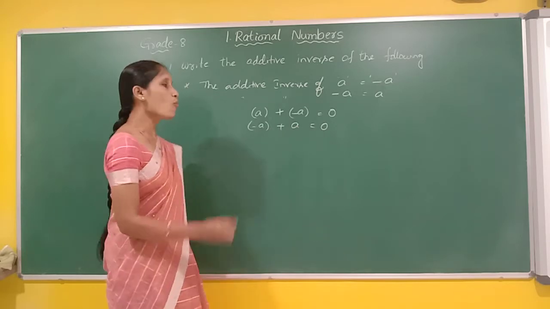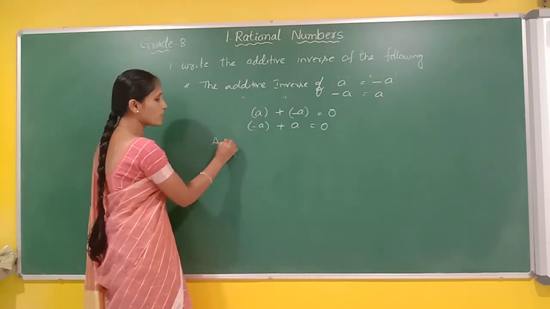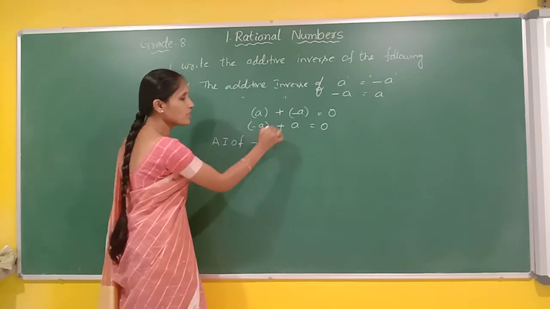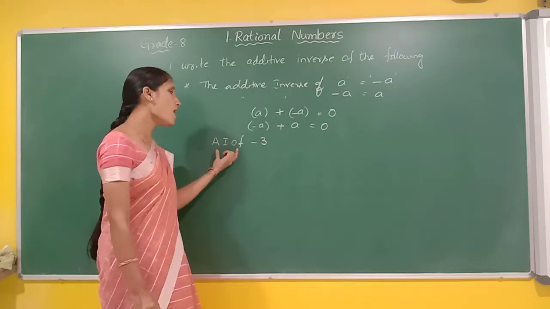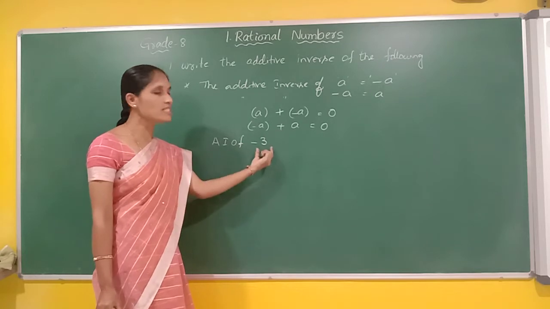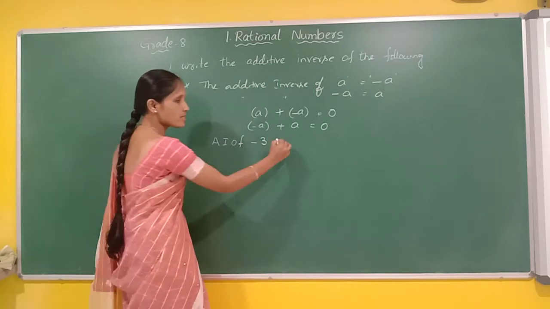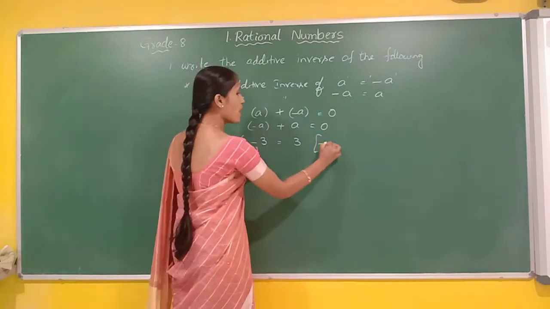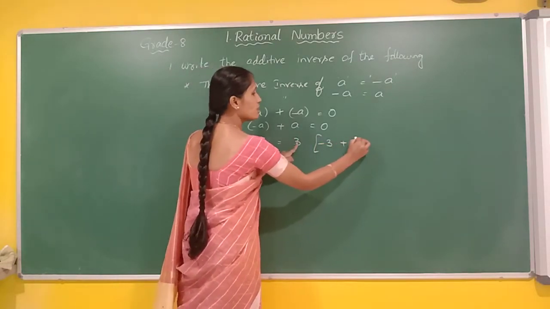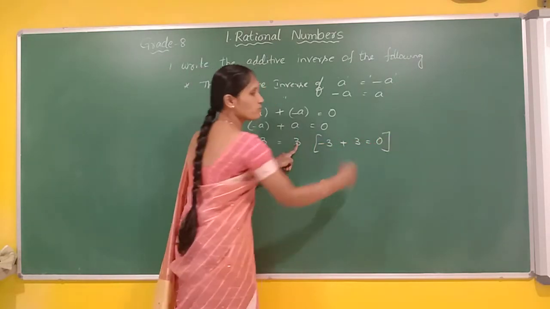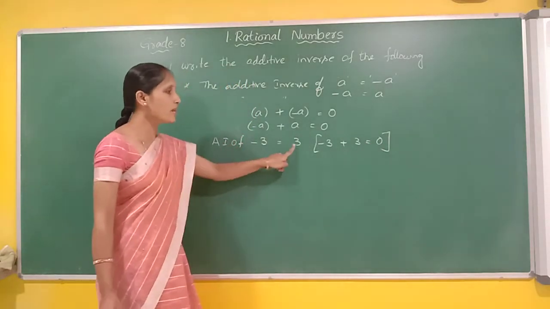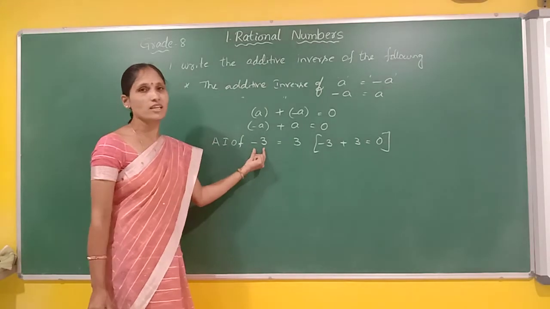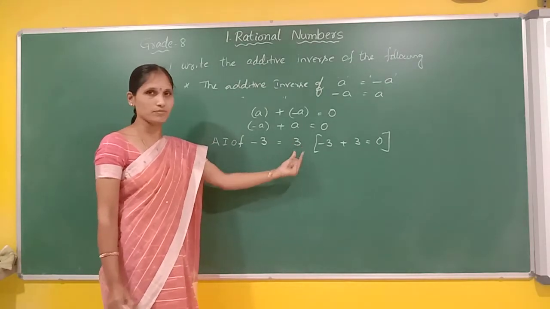Now tell me, what is the additive inverse of minus 3? Yes, that is equal to plus 3 because minus 3 plus 3 equal to 0. That's why the additive inverse of minus 3 is plus 3.